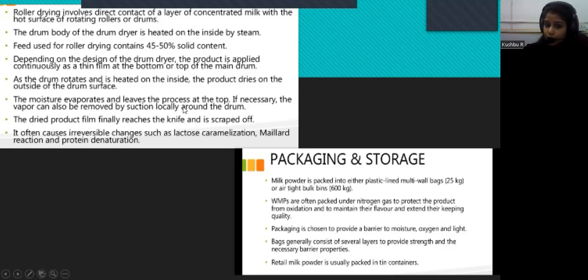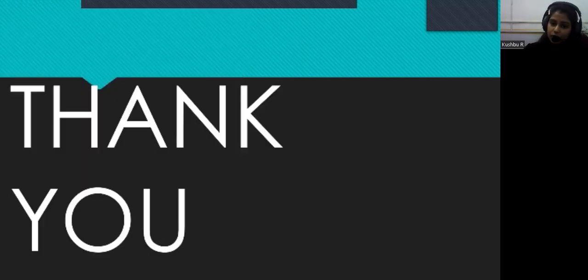The bags in which we store the powdered milk obtained have to be of several layers so that they provide a mechanical barrier against any sort of unfavorable condition or contaminants. So packaging and storing and transportation is a thing that has to be equally concentrated about.